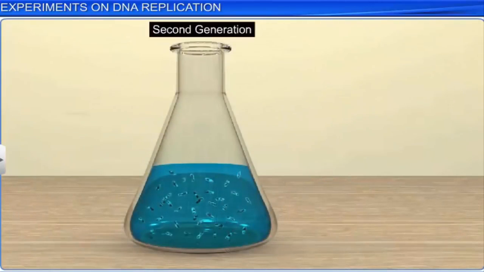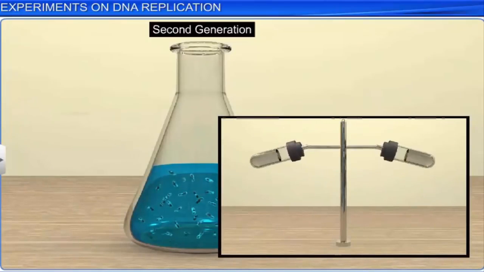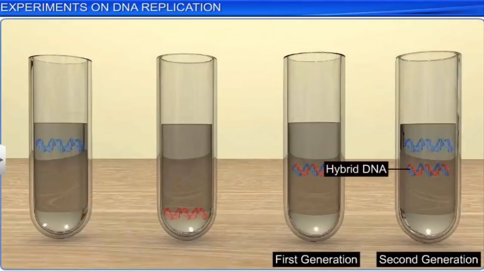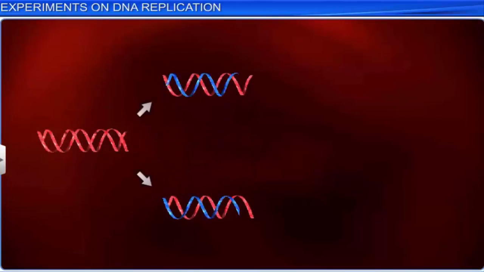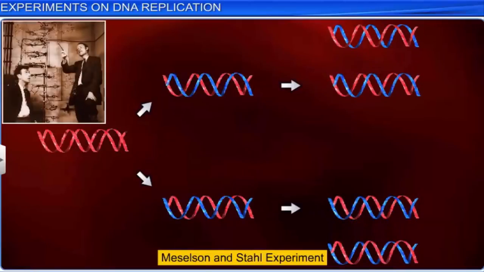The next generation of E. coli, which was born after 40 minutes, had equal amounts of hybrid DNA and light DNA. Thus, the findings of the Meselson and Stahl experiment established the validity of Watson and Crick's theory of the semi-conservative DNA replication scheme.